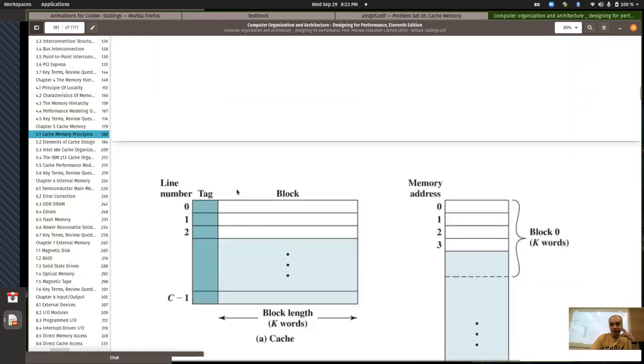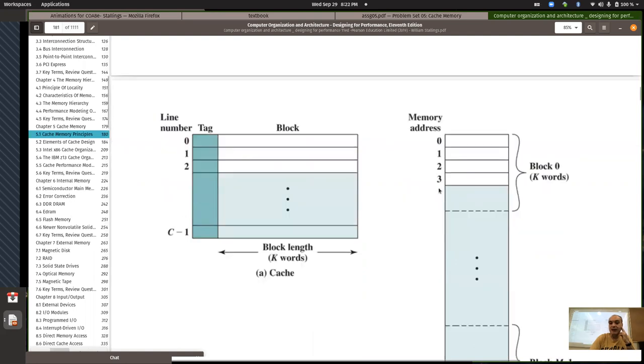A line holds a block plus extra information. In particular, it has to hold information so we can do the mapping. Like if we have a memory reference, we have to have some way to determine, okay, is that a hit or a miss? So that's part of what this tag and other information is in here. If I want the value at memory address 3, that's going to be in block 0 of main memory. So do I have block 0 in my cache?